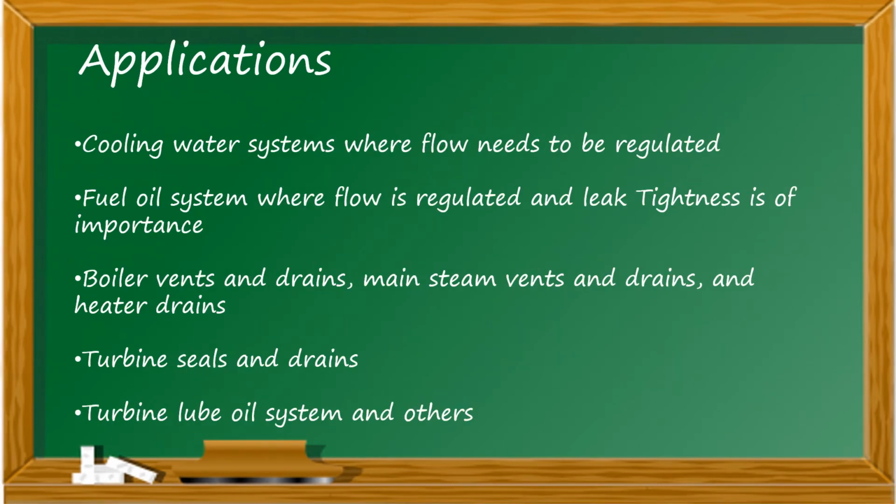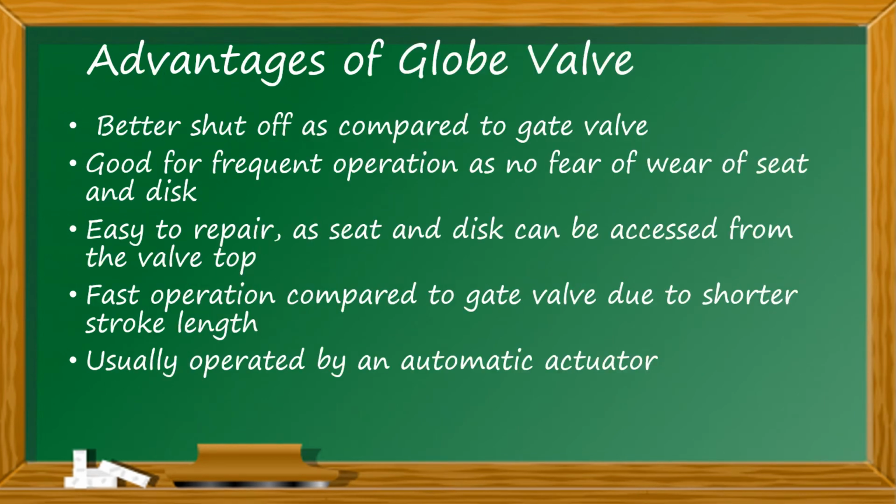Some more applications of the globe valve. This valve is used in cooling systems where flow needs to be regulated. Fuel oil systems also use this type of valve. It is regulated well, and leak tightness is also required in fuel oil systems. Boiler vents and drains also use the globe valve, and also heater drains. Turbine seals and drains also use this valve, and the turbine lube oil system and others also require the application of the globe valve.